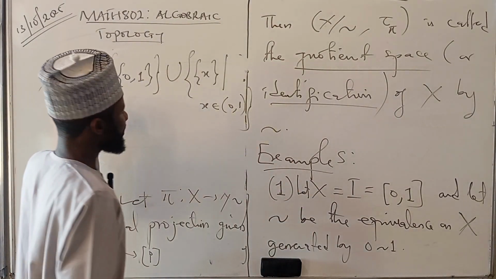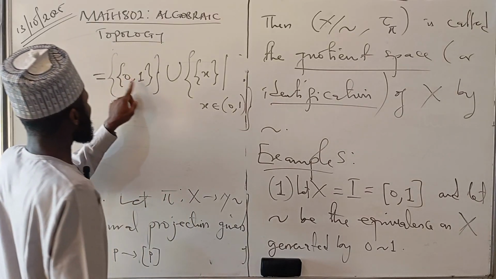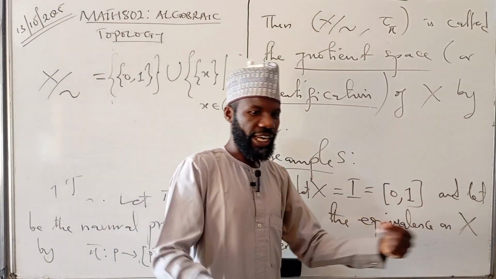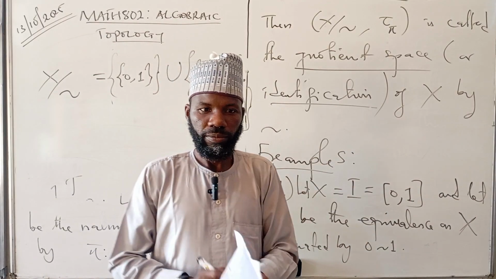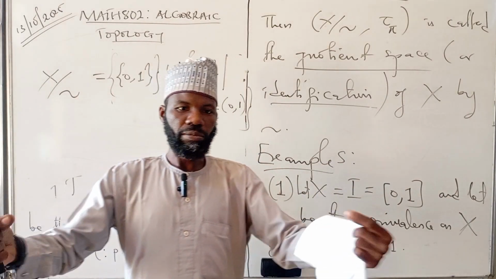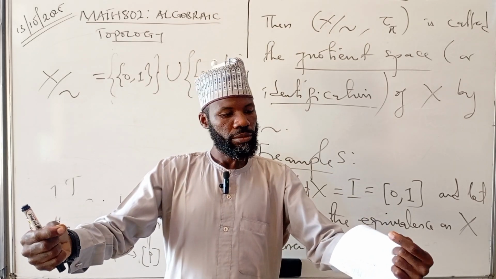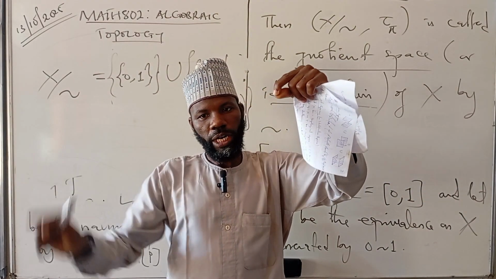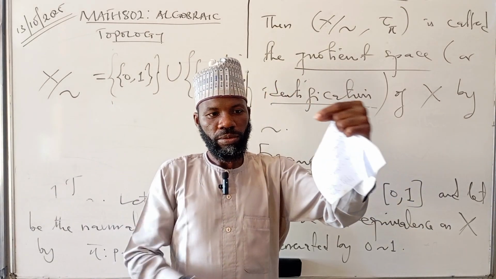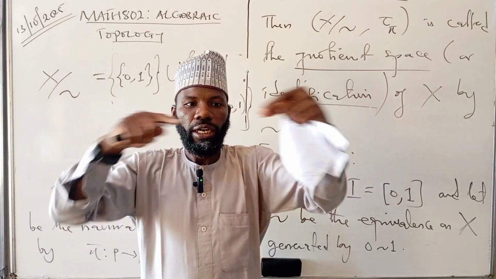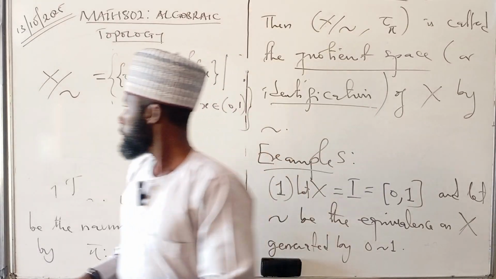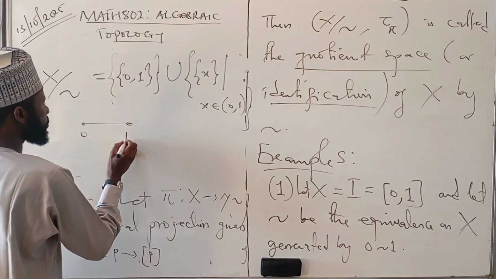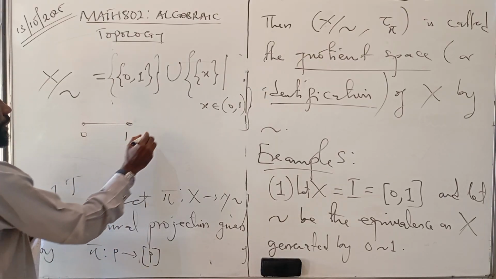So this space will identify these 2 points. That is why we say identification space. So the end points are now identified. They become 1. Are you following? It's like you have a line segment, 0 to 1, and then you identify the end points. They become 1. But every other point apart from the end points, they remain the same. I hope it's okay.